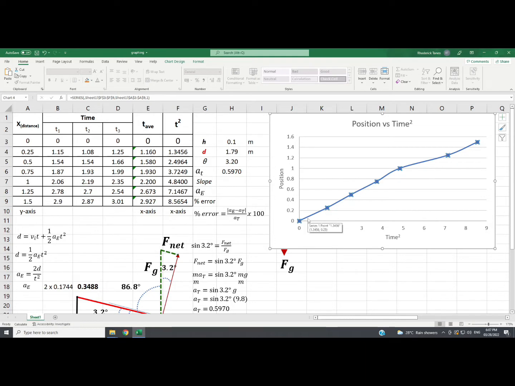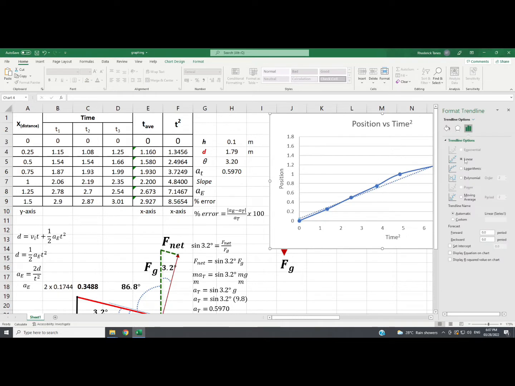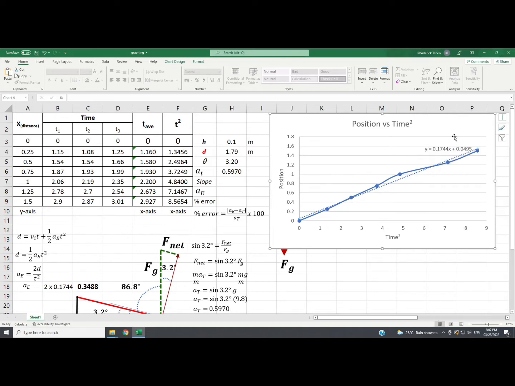So notice that our graph is not very straight, and we are expecting a straight line graph. So to smoothen it out, again, your graph is not that straight because of the errors that you had while measuring the time. Okay, so you right click, and then you add trend line, and then you click the linear trend line because we're expecting a straight line graph, and then you click this one right here, display equation on chart. Okay, and then close this one, and then you now have your equation on the chart.